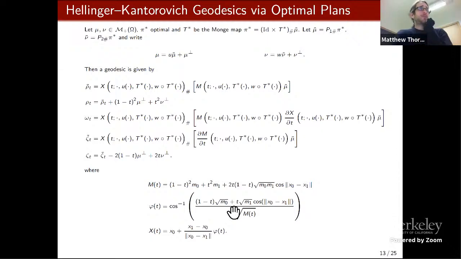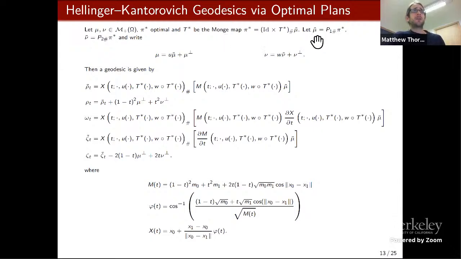What we have is our inputs, mu and nu, which are just positive measures. We'll have some pi star, which is optimal. Again, we can use something like the Sinkhorn algorithm, which will solve our soft marginal Kantorovich problem. Then from that we have to extract our optimal Monge map T star.